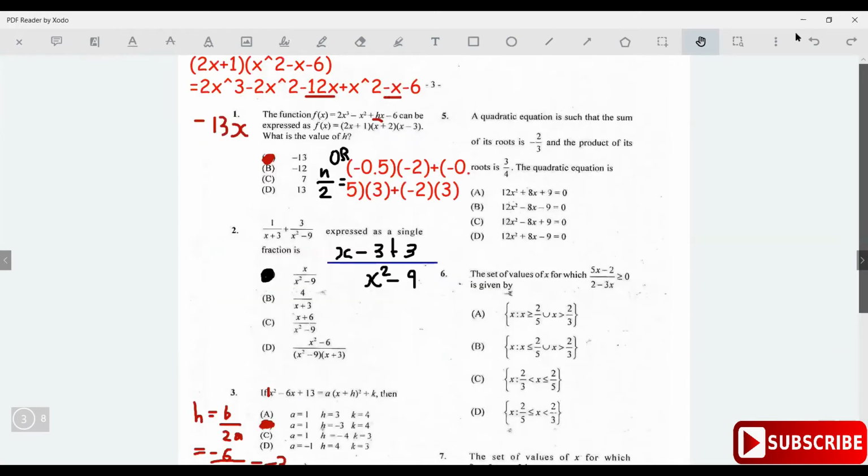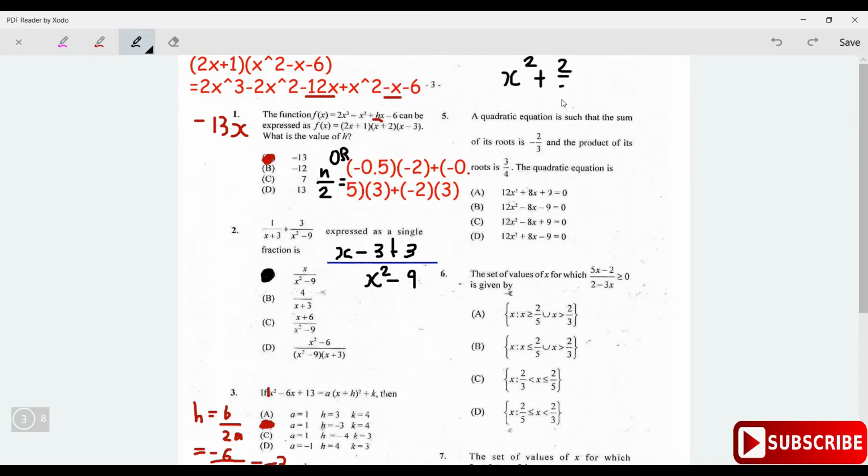Next one, question 5. It says a quadratic equation is such that the sum of the roots is minus 2 over 3 and the product is 3 over 4. What is the quadratic equation? Well, the quadratic is going to be x squared minus the sum of the roots. So it's going to be x squared plus 2 over 3 times x plus the product, which is plus 3 over 4, equals 0.